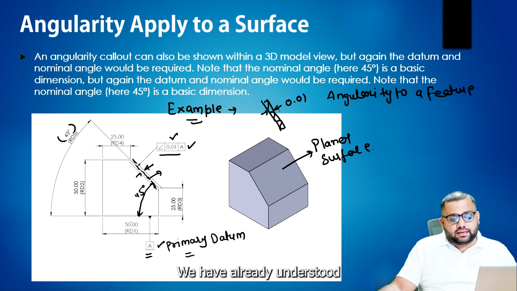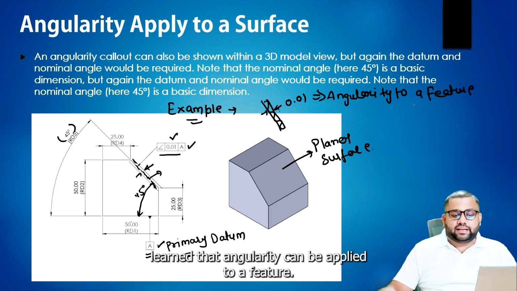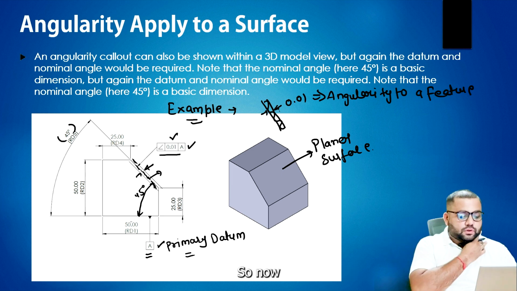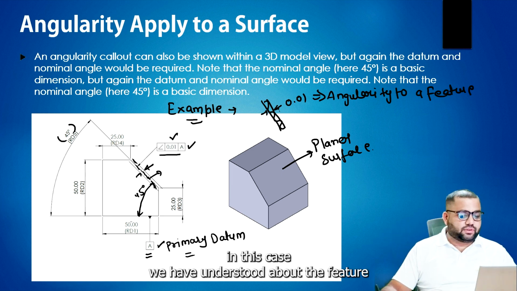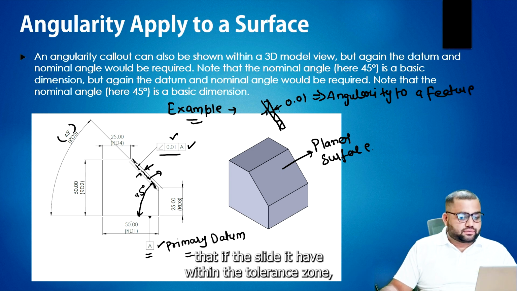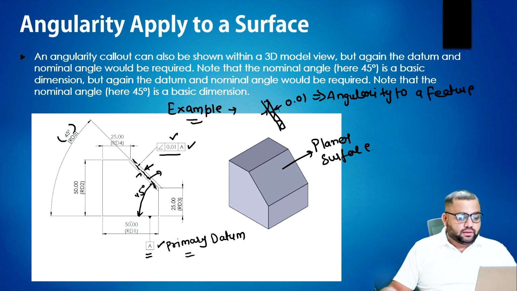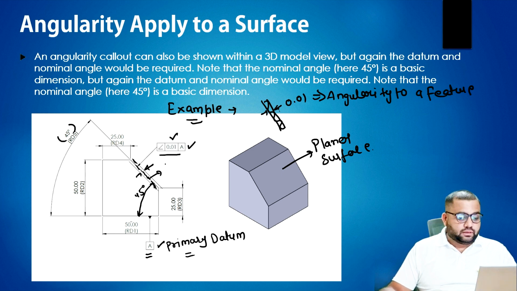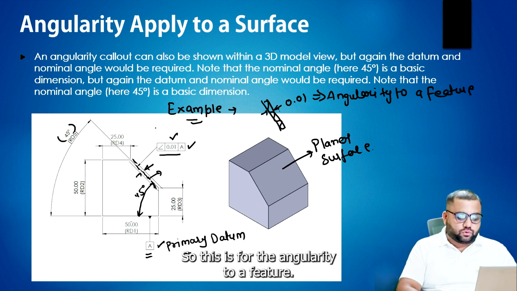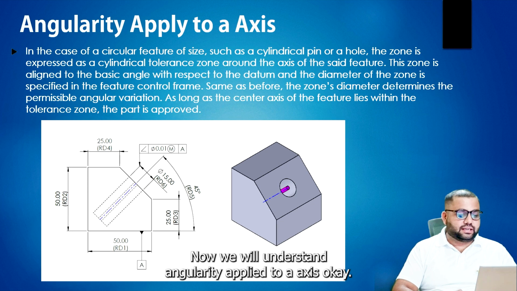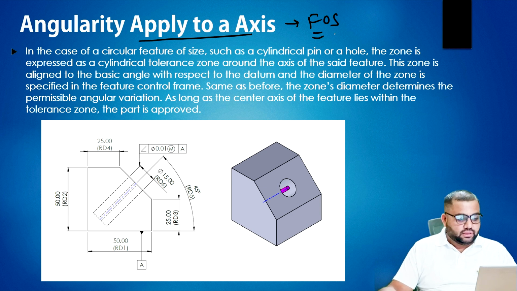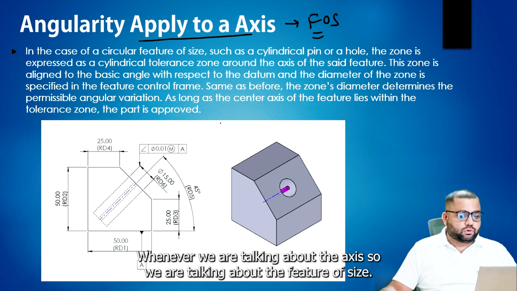We have already learned that angularity can be applied to a feature, and angularity can also be applied to a feature of size. Okay, so now in this case, we have understood about the feature, that if it lies within the tolerance zone, then the angle is considered to be right. Okay, so this is for the angularity to a feature. Now we will understand angularity applied to an axis, okay, or to a feature of size. Whenever we are talking about the axis, we are talking about the feature of size.